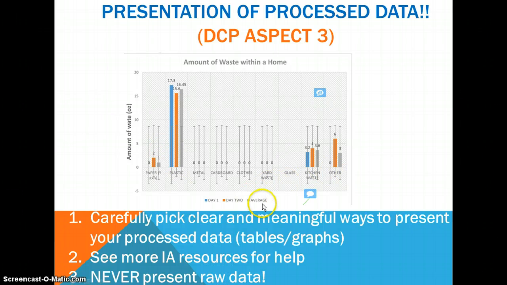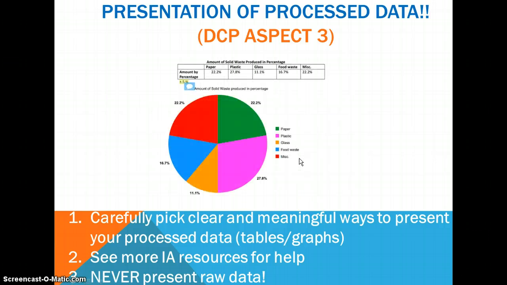This person has not just included averages, the process data, they've included every single raw data point, and there's no way you can write a clear trend or pattern based on this. Here are some more examples of ways to present process data. For some labs, maybe a pie chart's appropriate, and if so, we always have to have a clear key and want to clearly label stuff. We should always title it with a figure number so we can refer back to it later in the conclusion.